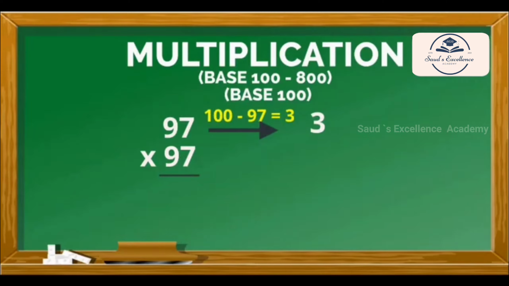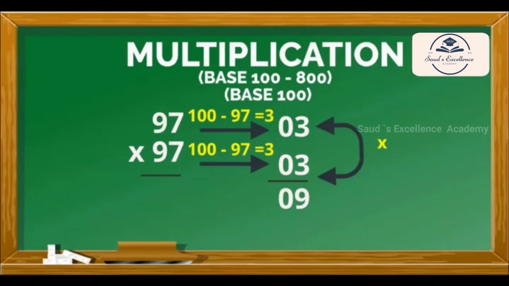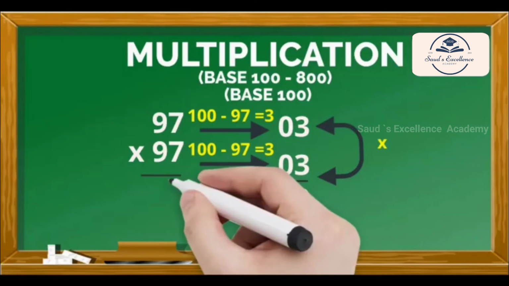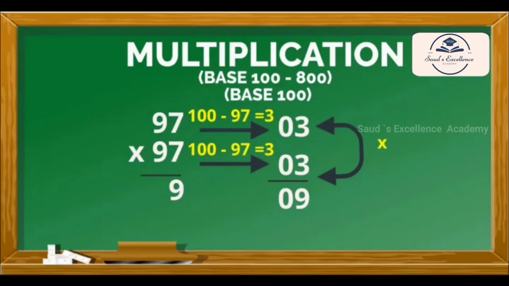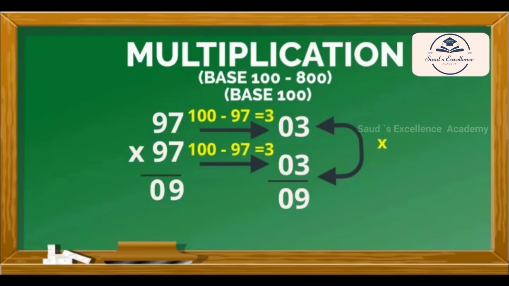First step, we subtract the first number 97 from the base 100, which equals 3. Next we subtract the second number 97 from the base 100, which equals 3. Now we multiply both digits, 3 times 3 equals 9. We write 9, but we have 2 zeros in the base, so we need 2 unit digits, so we add 0 before 9.